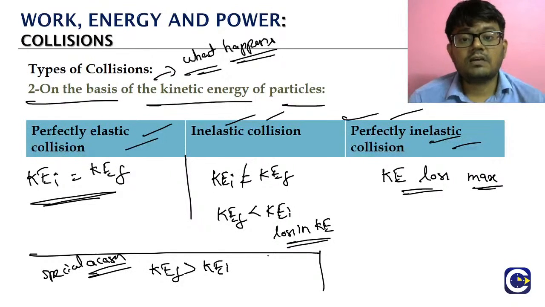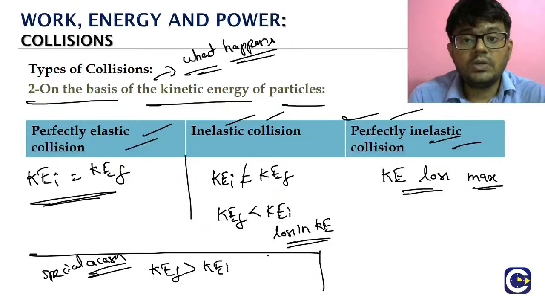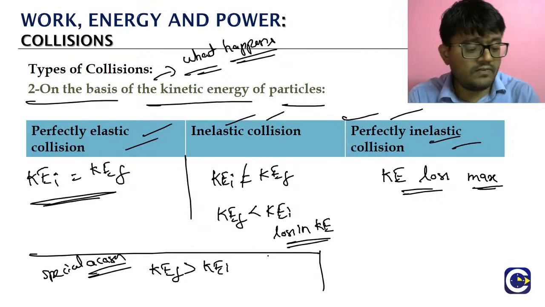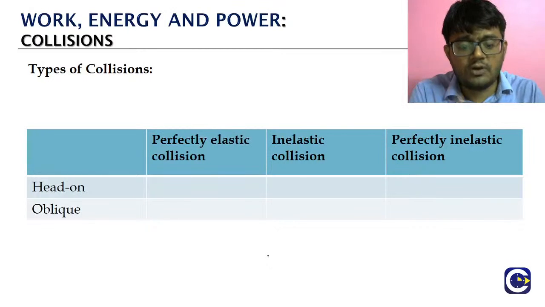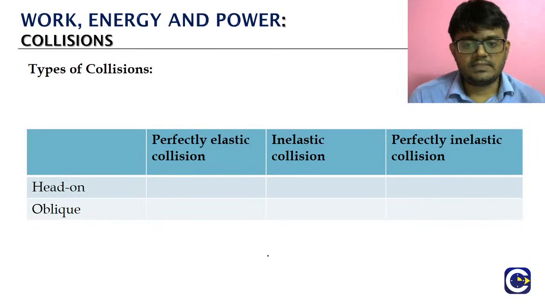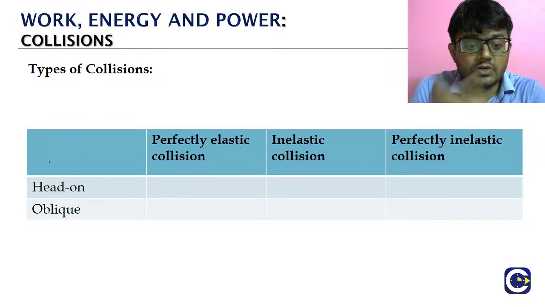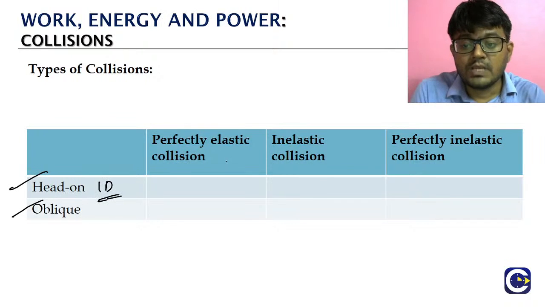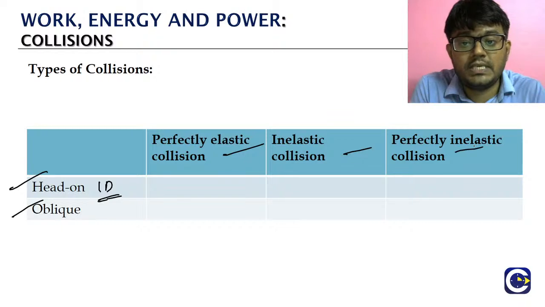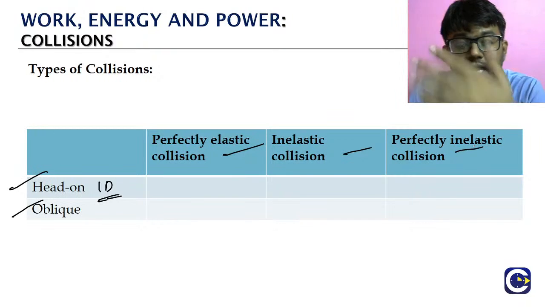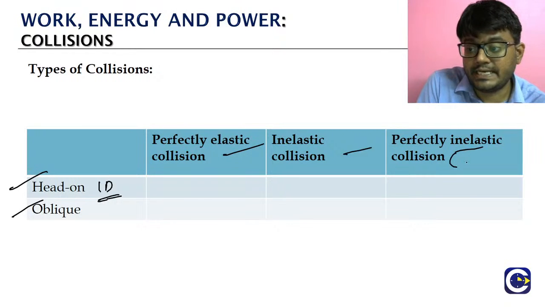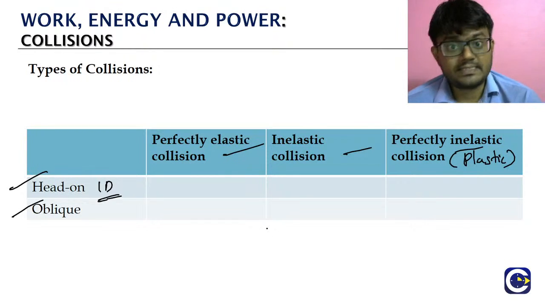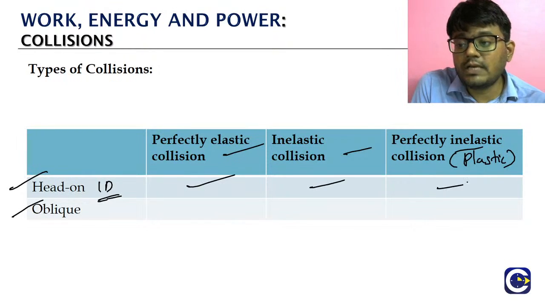Okay, so this is how we can classify the collisions based on what happens to the kinetic energy of the particles. Now when we look at this, it is like forming a matrix, isn't it? Based on the direction of motion of particles, we have head-on or 1D and oblique. Based on what happens to the kinetic energy of particles, we have these three categories: perfectly elastic, inelastic, and perfectly inelastic. A perfectly inelastic collision can also be called a plastic collision. Perfectly inelastic can also be called what? Plastic collision. Okay, so we'll see that there will be totally how many?